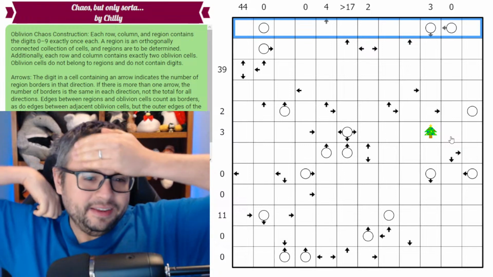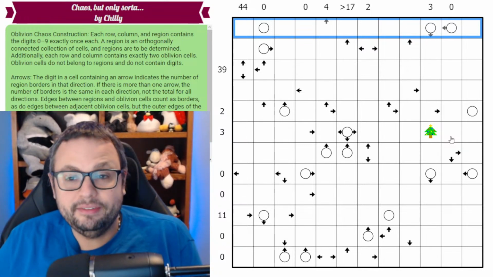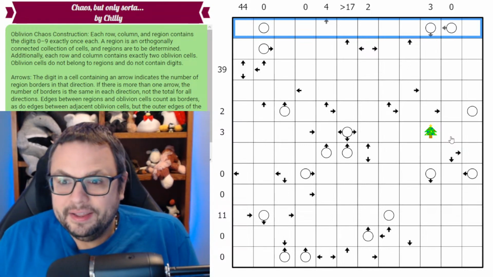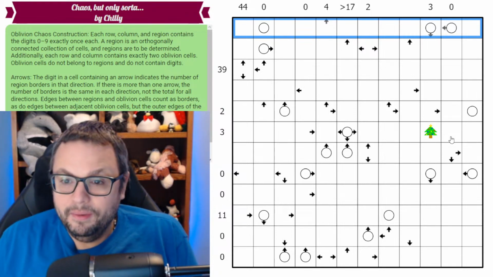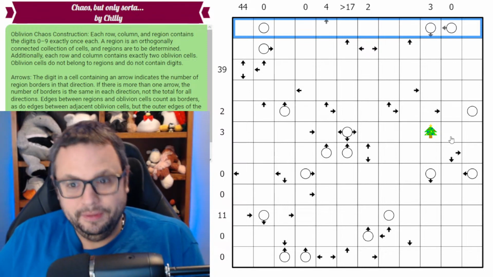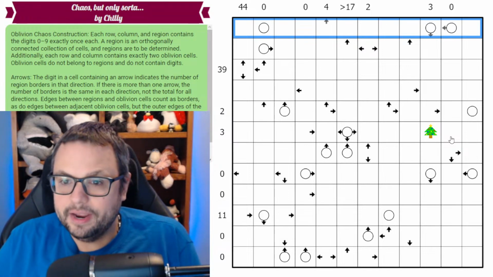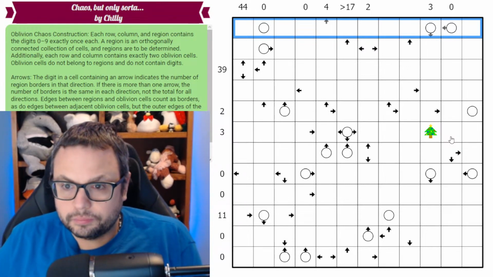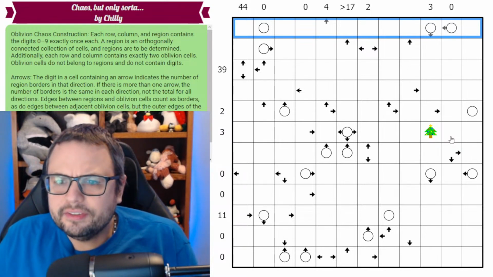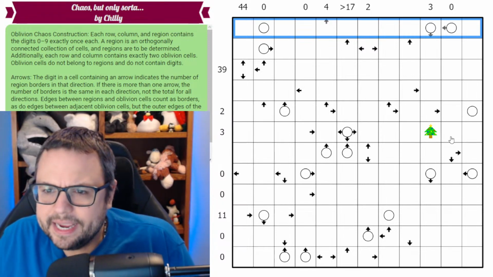But let's see. Okay, then we have arrows, because of course we have arrows. The digit in a cell containing an arrow indicates the number of region borders in that direction. If there is more than one arrow, the number of borders is the same in each direction, not the total. Okay, good. That is how I generally like my arrows. The arrows are just saying it's the same in each direction. And does this mean all arrow cells contain digits? I'm trying to double check that it means that all arrow cells in fact contain digits.